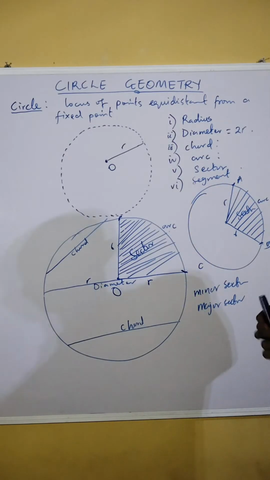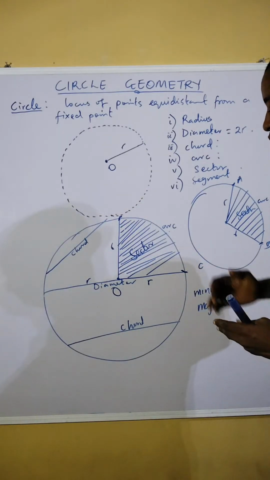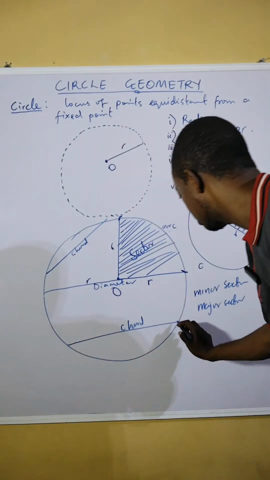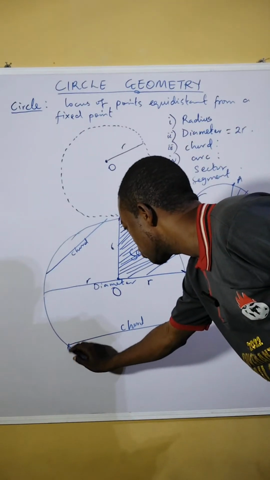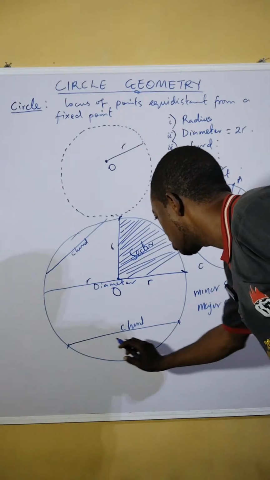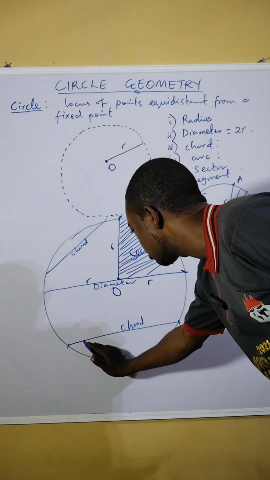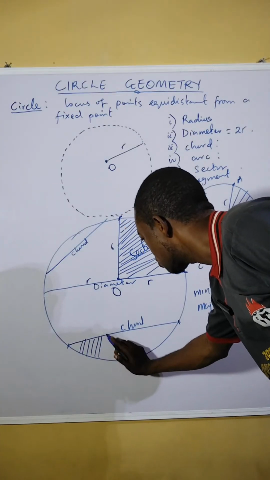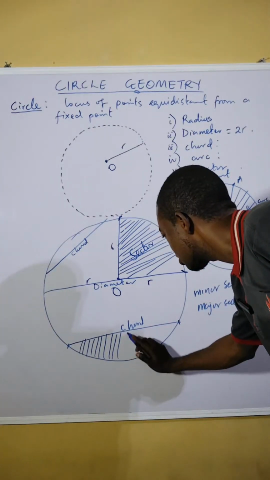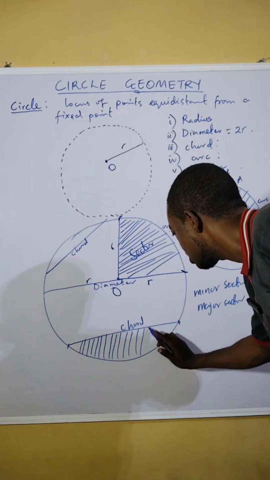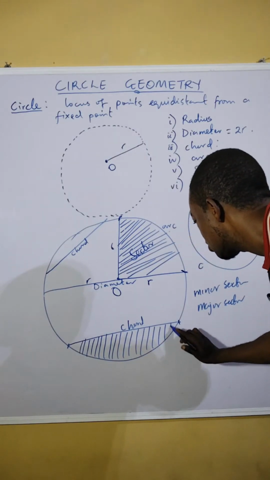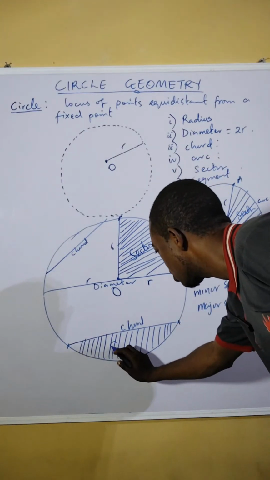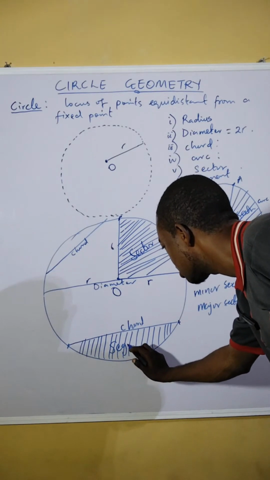A segment is a region surrounded by a chord and an arc. Now here we have a chord, and from here to here we have an arc. So this region here, shaded, is what is called a segment. So we have this region as a segment, a region surrounded by a chord and an arc. So we call it a segment.